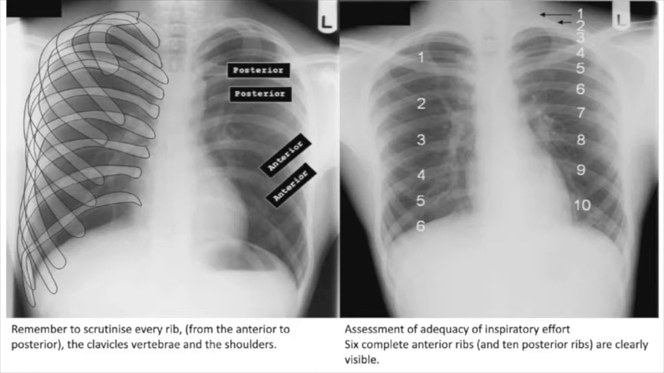Remember, we only see the complete ribs once. We have the posterior arch and the anterior arch of the ribs. So we have to look at the 6 anterior arches at least, and 10 posterior arches of the ribs at least. It's very important to know that. So you have to scrutinize every rib. Not just looking for fractures, but counting the ribs and looking for a good inspiratory effort.